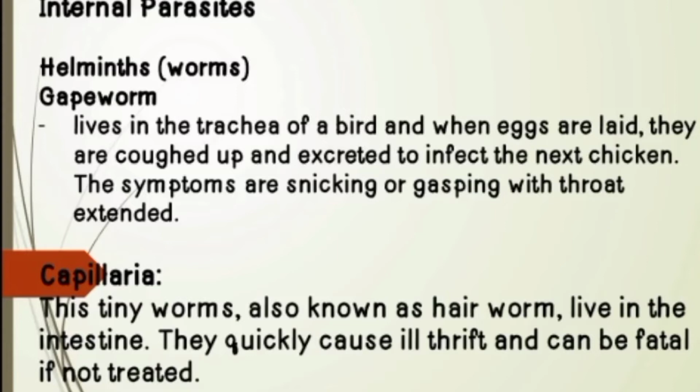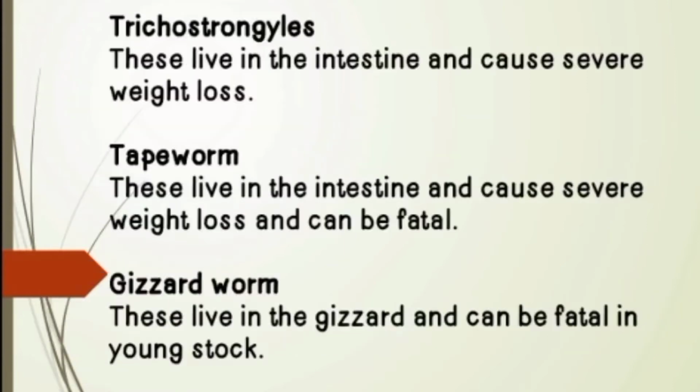Capillaria. These tiny worms, also known as hairworm, live in the intestine. They quickly cause ill thrift and can be fatal if not treated. Trichostrongylus. These live in the intestine and cause severe weight loss. Tapeworm. These live in the intestine and cause severe weight loss and can be fatal. Gizzard worm. These live in the gizzard and can be fatal in young stock.